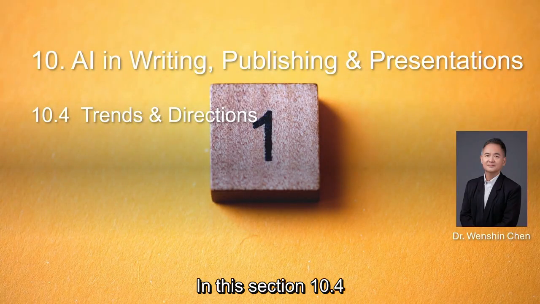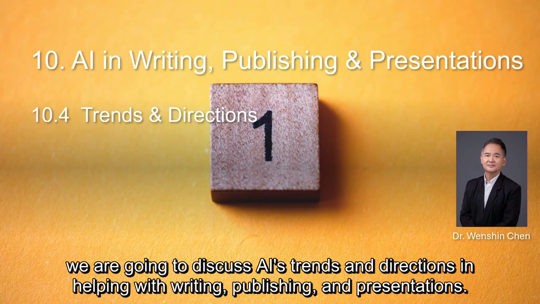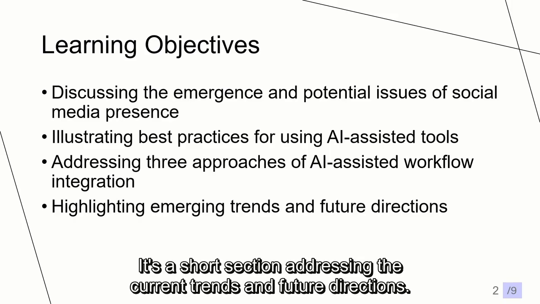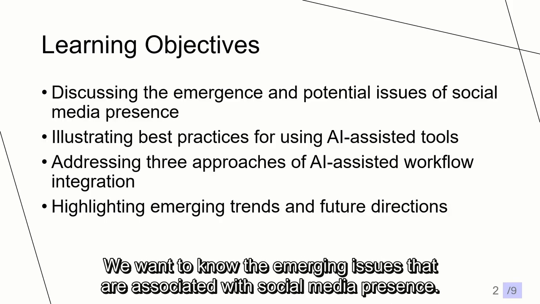In this section 10.4, we are going to discuss AI's trends and directions in helping with writing, publishing, and presentations. It's a short session addressing the current trends and future directions. We want to know the emergent issues that are associated with the social media presence.